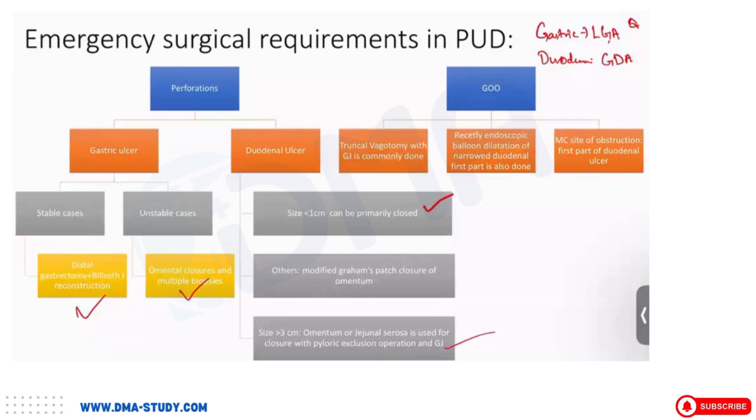Okay, it could be with gastrojejunostomy, or with Heineke-Mikulicz pyloroplasty, or with highly selective vagotomy. But for GU, you will do truncal vagotomy. Okay, truncal vagotomy will be used. So this is the important one.